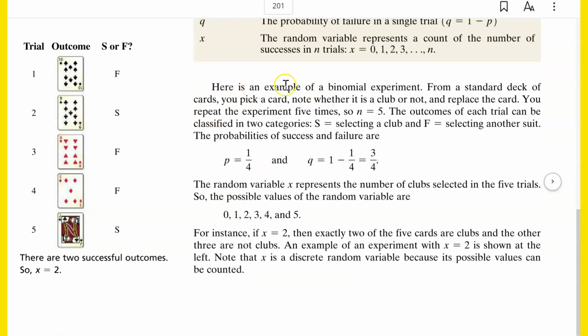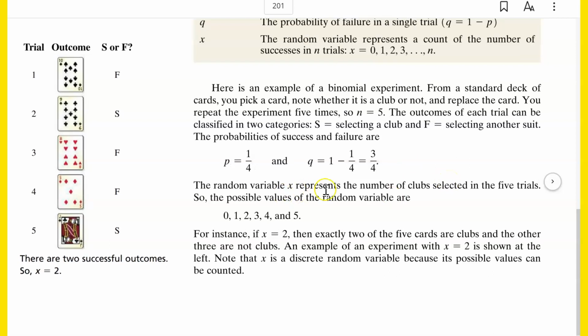So here's another example of a binomial experiment. From a standard deck of cards, you pick a card, note whether it is a club or not, and replace the card. You repeat the experiment 5 times, so N equals 5. The outcomes of each trial can be classified into 2 categories. S for success would be defined as selecting a club, and F would be not selecting a club, selecting any other card besides a club. All right, so the probability of success is the probability of selecting a club. There are 13 clubs and 52 cards in total, so 13 out of 52, which is the same thing as 1 out of 4. So the probability of success is 1/4. The probability of failure, Q, would be 1 minus that, which would be 3/4.